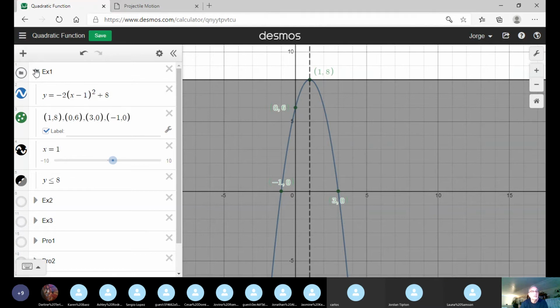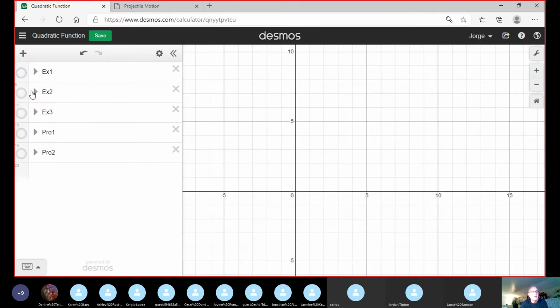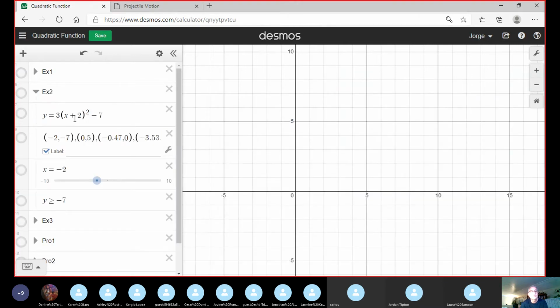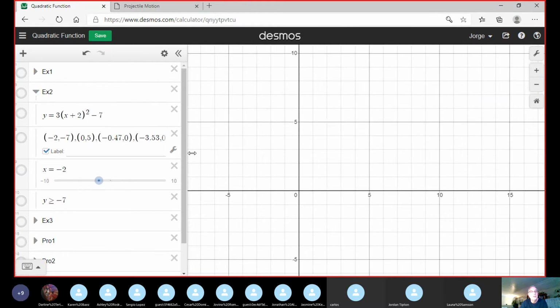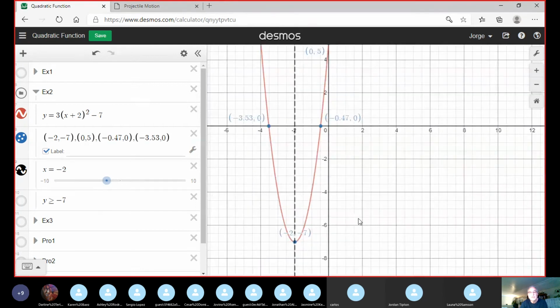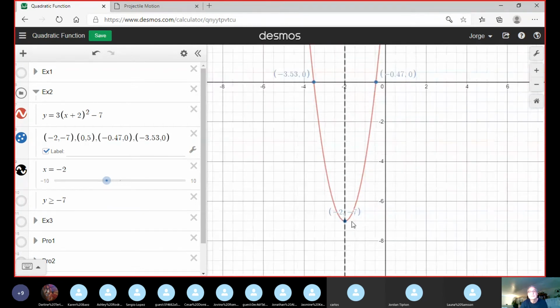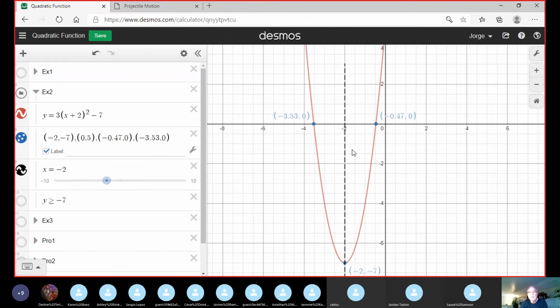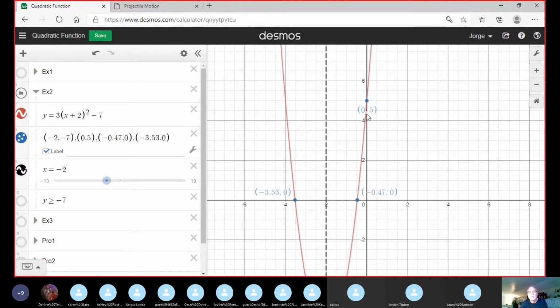This was example 1. Now example 2 was like that. Look, this is my equation. This is the typical point I discovered. This parabola opens up. The vertex is located at the point (-2, -7). The x-intercept was a weird number that we found using the quadratic equation. And the y-intercept was 0.5.